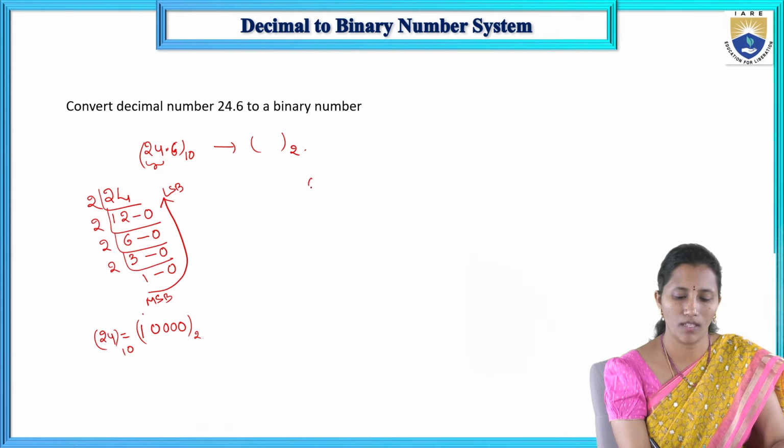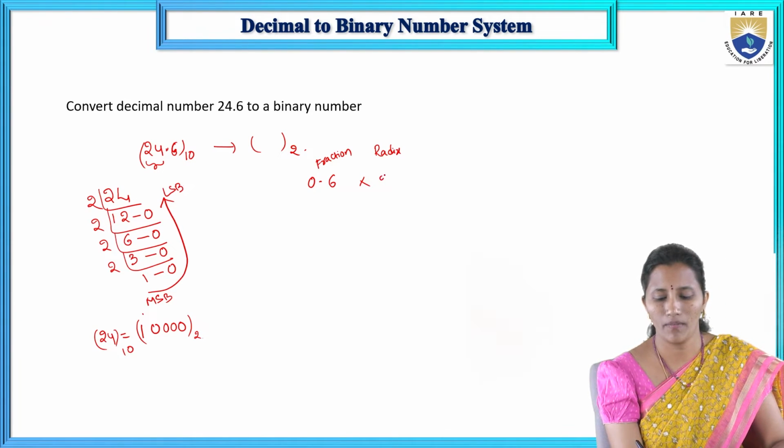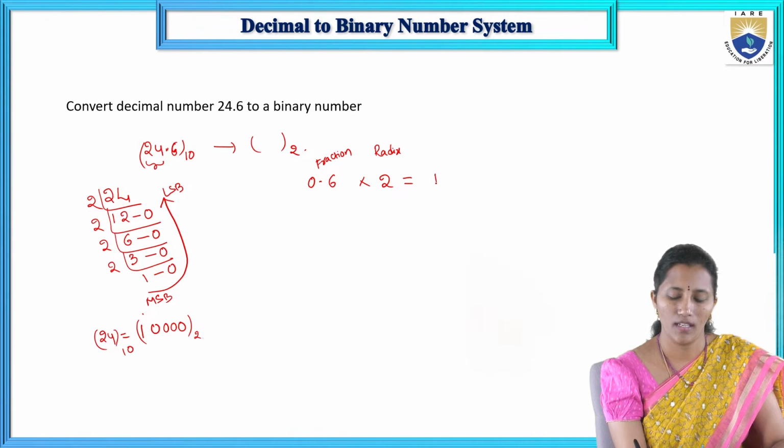So we take 0.6. This is the fractional part. Here we divided by the radix, but for the fractional part we have to multiply by the radix. We get 1.2. In that, only consider the fractional part, 0.2. Into 2, that is 0.4. Take only the fractional part of the result.